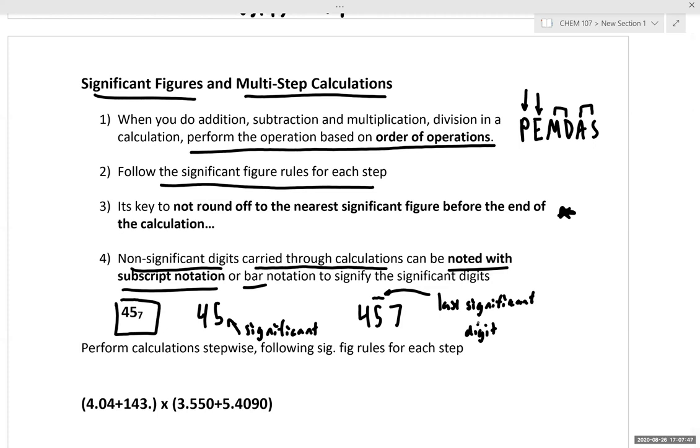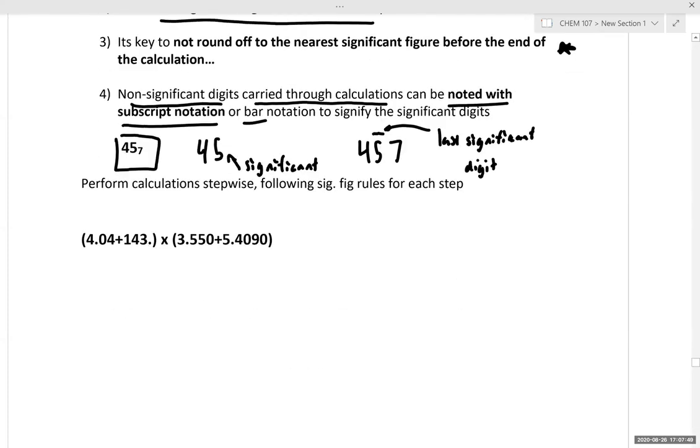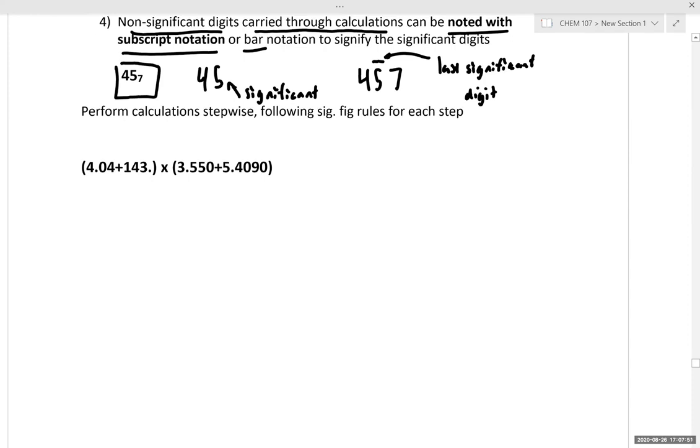Now, why is this important? Well, you're going to encounter multi-step calculations where you have to do a series of operations and you'll have to follow the sig fig rules for each step. So let's look at this example, and this will be a nice refresher. First things first, we have two values in parentheses. So we'll do the addition operations first. So I'm going to take 143 plus 4.04.